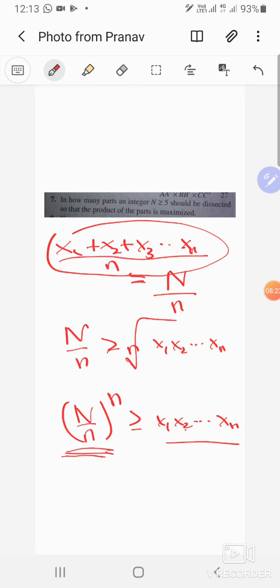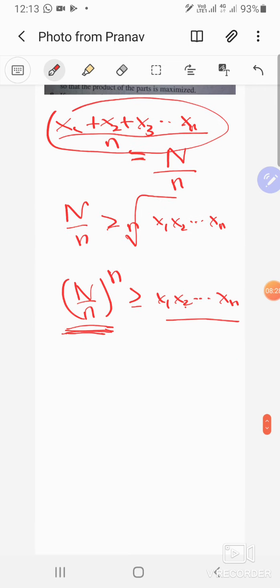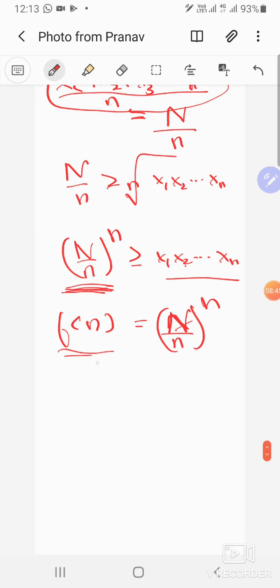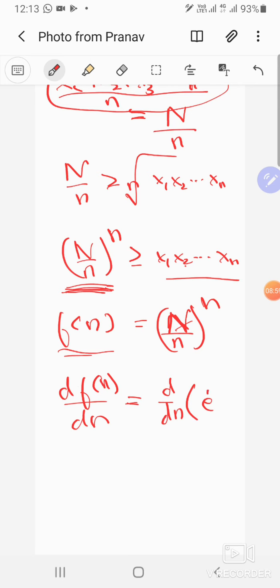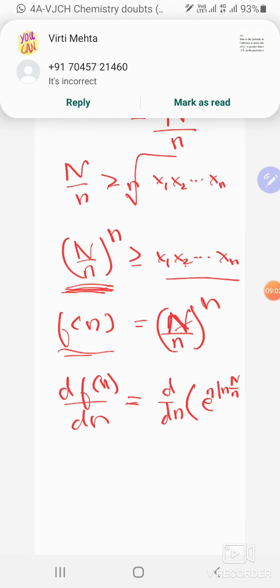Now all we need to do is that we need to maximize this thing, and here's where the derivative part comes in. So look at it, this is a function in n, f of n equal to capital N upon n raised to the n power. Here we consider that capital N is a constant. Okay, so if we take a derivative of this function with respect to n, that will give me df of n upon dn. That is more like taking the derivative of e to the natural log of this thing, which can also be written as n times natural log of capital N upon n.